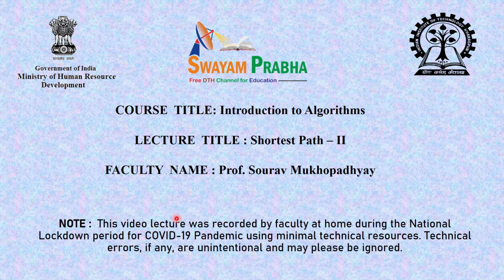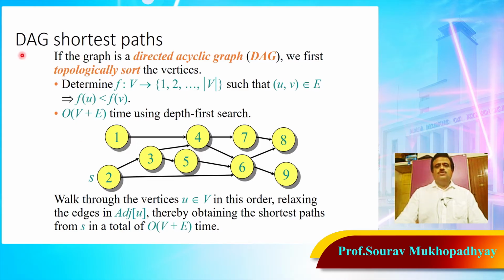So, let us start with the directed acyclic graph, or DAG. What is a DAG? A DAG is a directed graph with no cycle, an acyclic graph. This is an example of a directed acyclic graph. There is no cycle in this graph. Any directed graph with no cycle is called a directed acyclic graph, or in short a DAG. Okay. Now, we have to find the shortest path on this DAG from a source vertex.